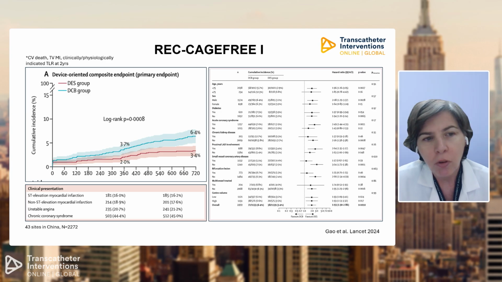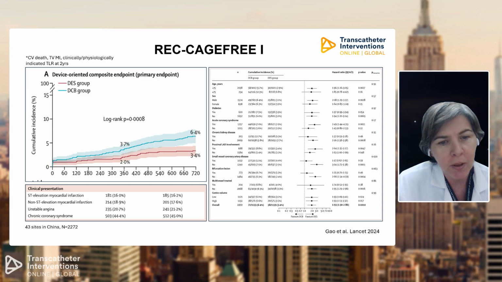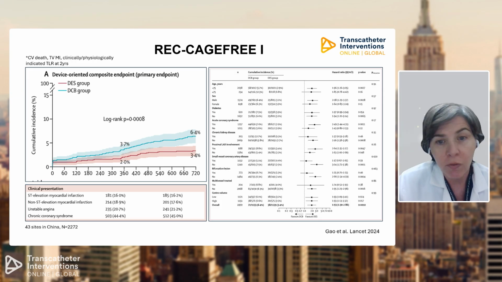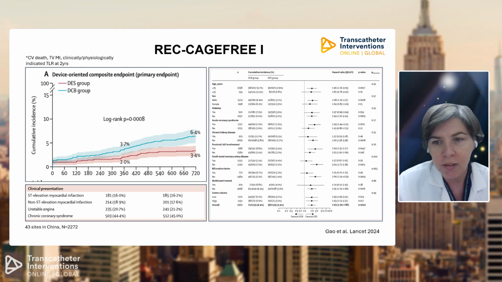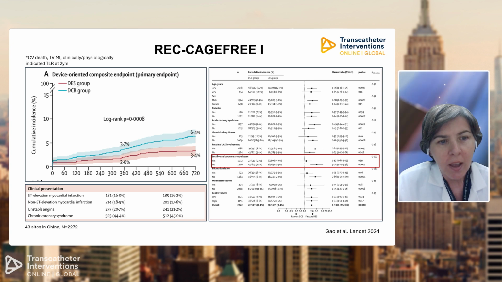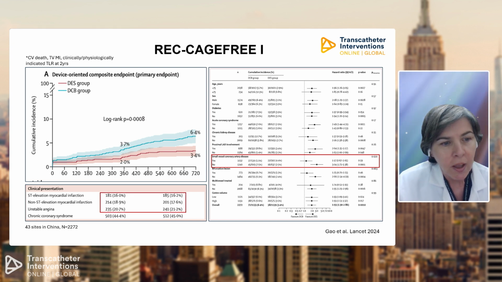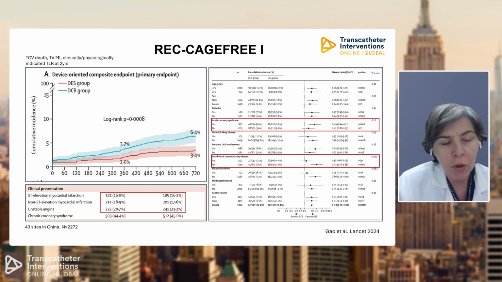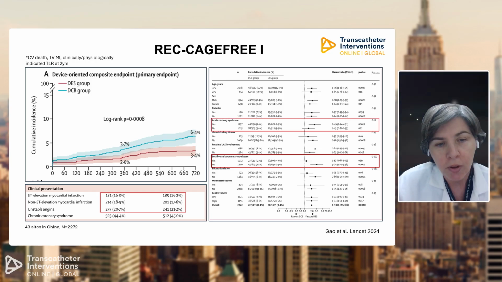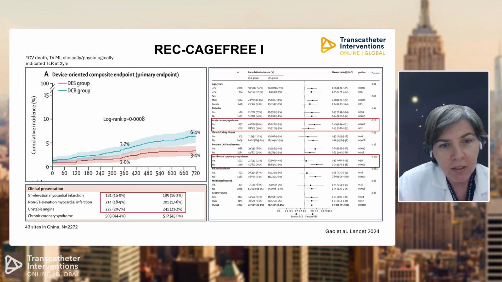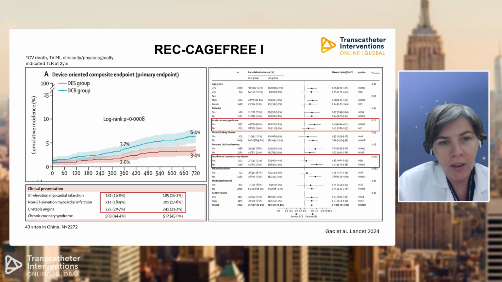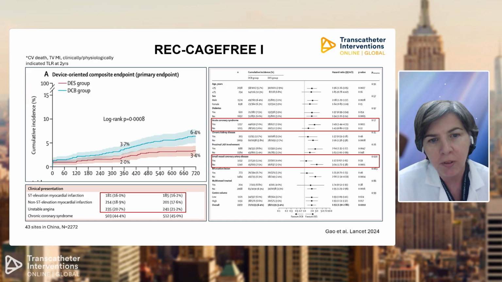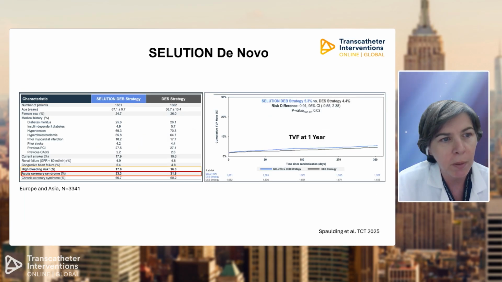Wanted to quickly just mention the two big RCTs in the DCB de novo space recently. So REC-CAGEFREE 3, as we all know, DCB didn't achieve non-inferiority against DES, but did in the small vessel cohort. And interestingly, there's a very high prevalence, over 50%, of ACS in this study. But when you look at the ACS subgroup on the forest plot, interestingly, the DES seemed to be favourable in the ACS population. This was obviously hypothesis generating, and the formal sub-analysis is awaited to be published.